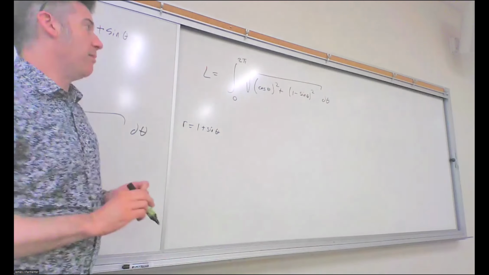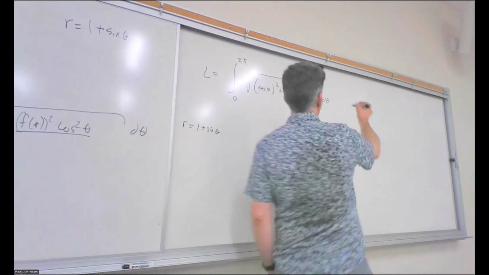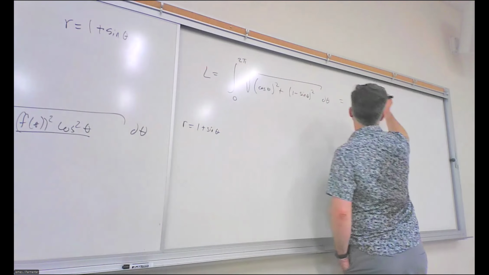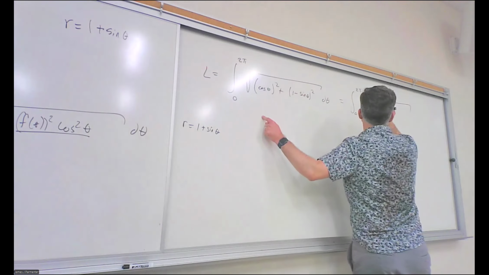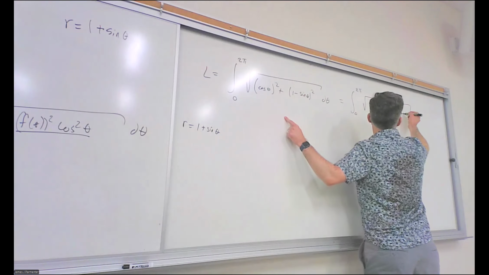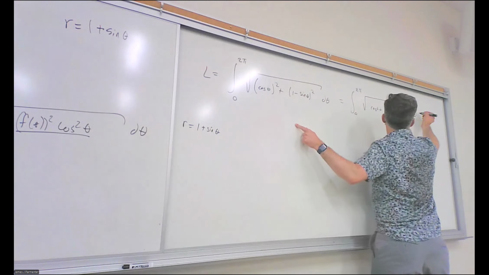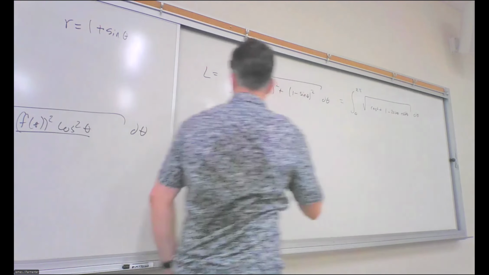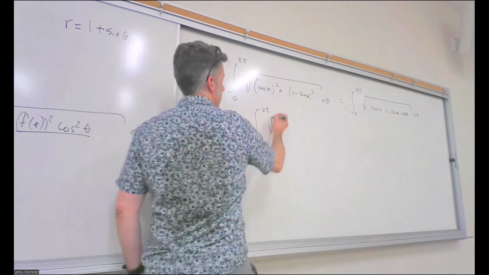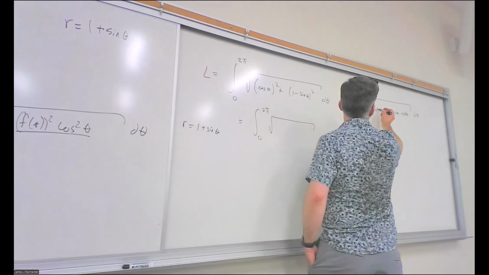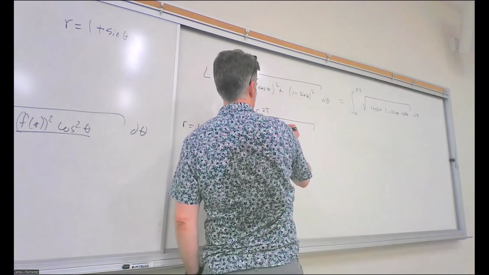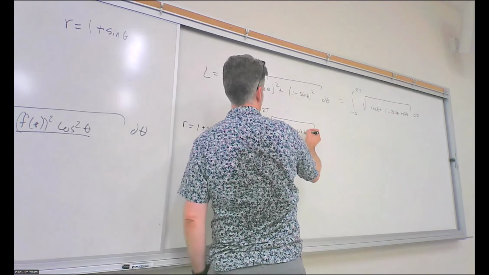Which is not that bad. If we multiply out the inside of the square root, we get the integral from 0 to 2 pi of the square root of cosine squared theta plus 1 minus 2 sine theta plus sine squared theta. Then that ends up equaling the integral from 0 to 2 pi of the square root of cosine squared plus sine squared is 1, 1 plus 1 is 2, so we have 2 minus 2 sine theta.